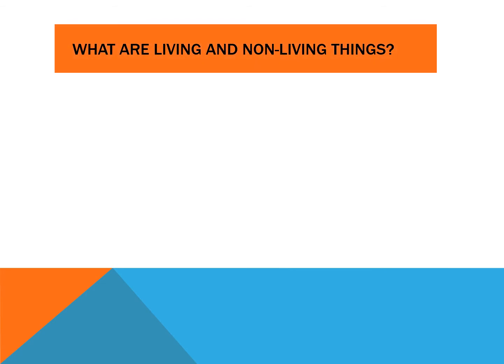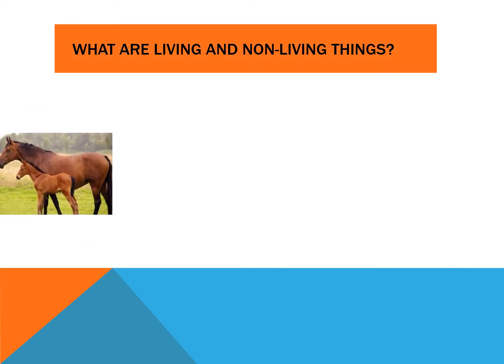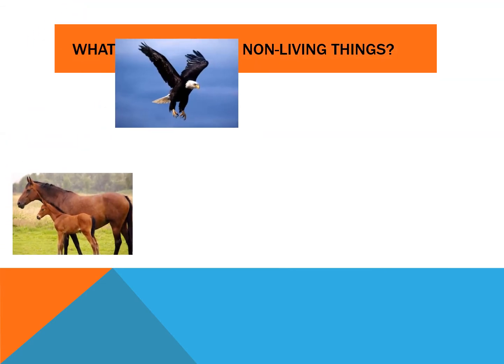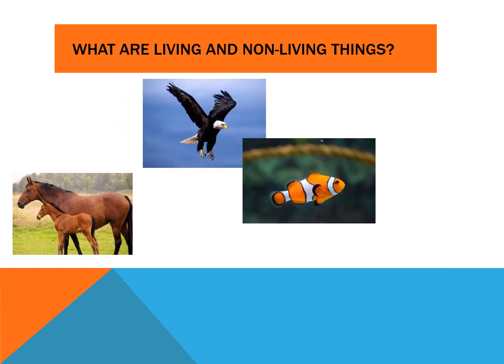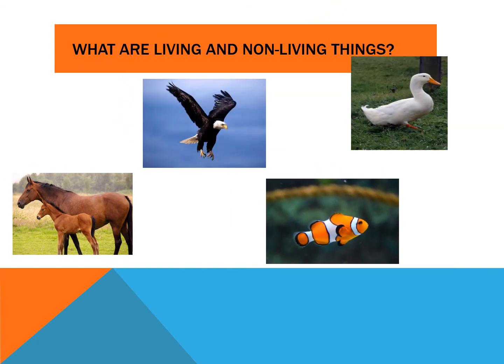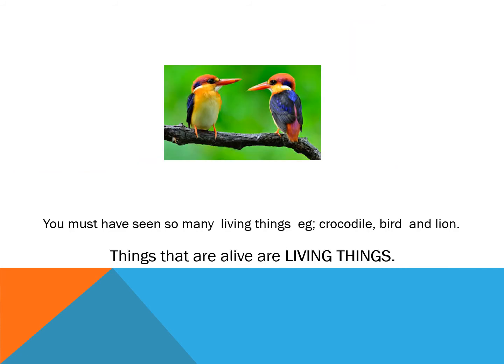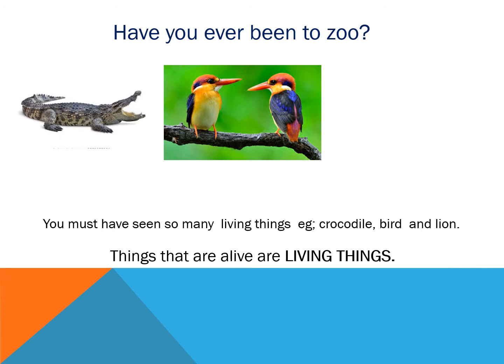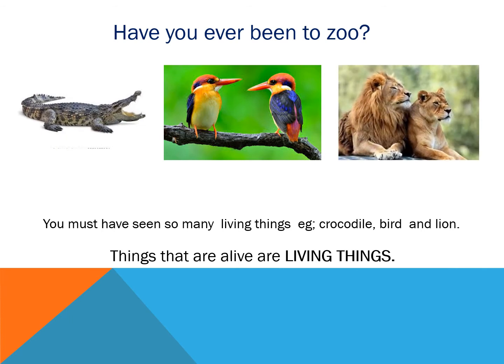Kindly refer to page number 28. There are so many different pictures on this slide related to living things. Now, have you ever been to the zoo? You must have seen so many things in the zoo. Some are alive and some are not. Things that are alive are called living things. You must have seen these pictures in the zoo: crocodile, birds and lion.